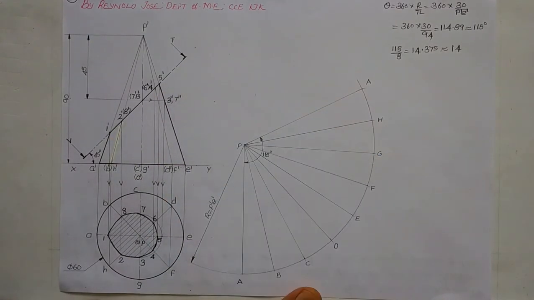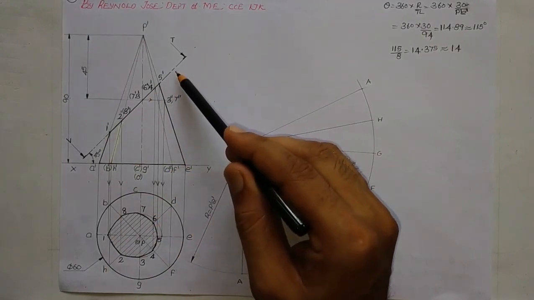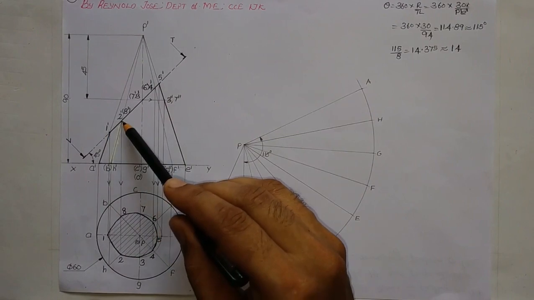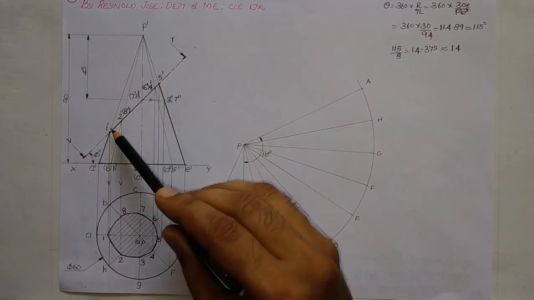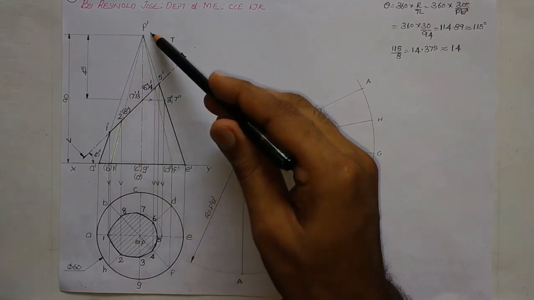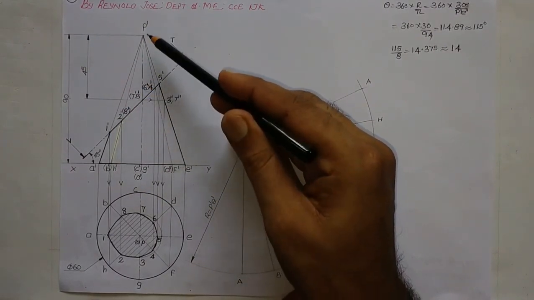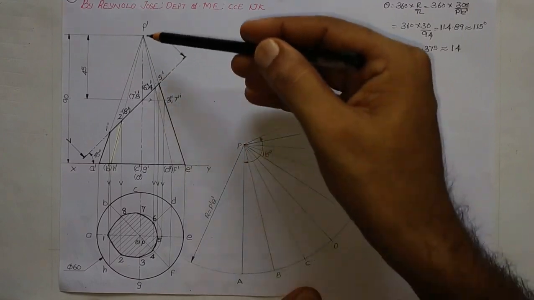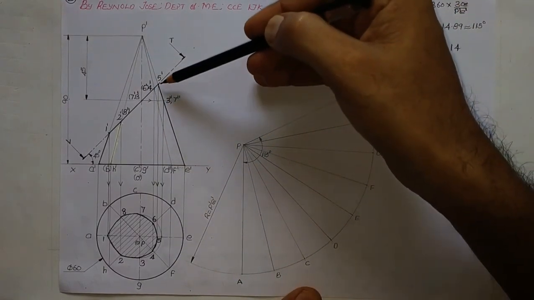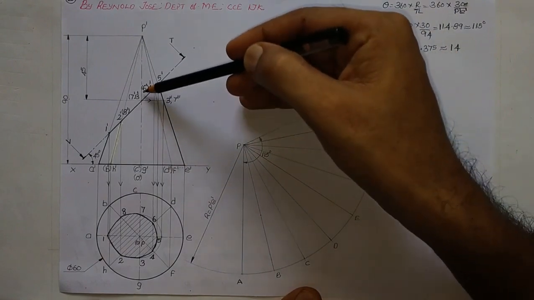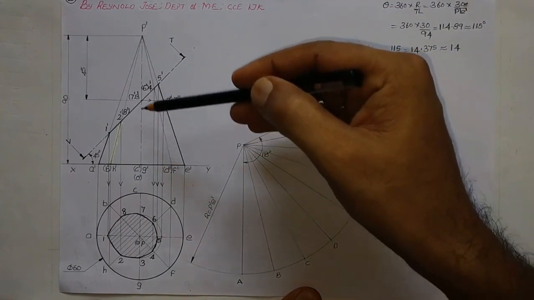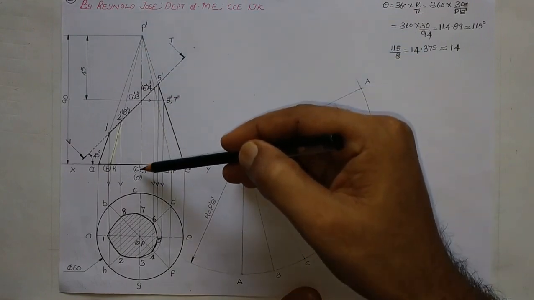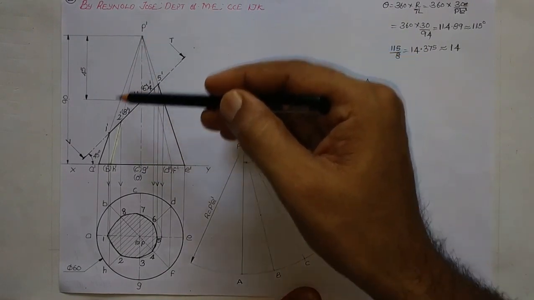The section plane is meeting the various generators of the solid. So here we are having generators PA, PB, PC, PD up to PH. So this section plane is meeting generators at 1 dash, 2 dash, 3 dash, 4 dash and 5 dash. So 1 dash is on P dash A dash, 2 dash is on P dash H dash, 3 dash is on P dash G dash, 4 dash is on P dash F dash, 5 dash is on P dash E dash, 6 dash is on P dash D dash, 7 dash is on P dash C dash and 8 dash is on P dash B dash.